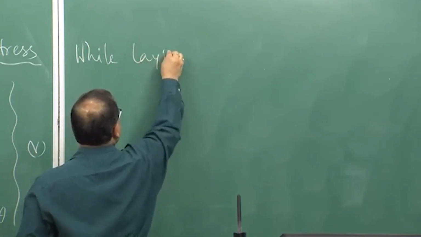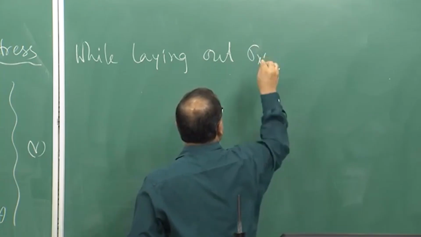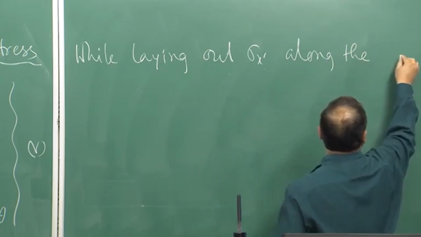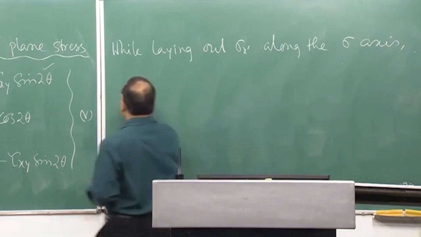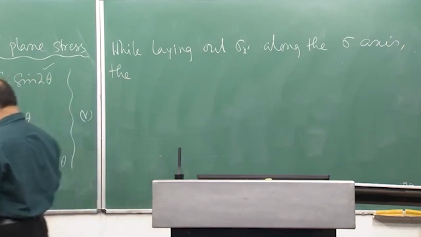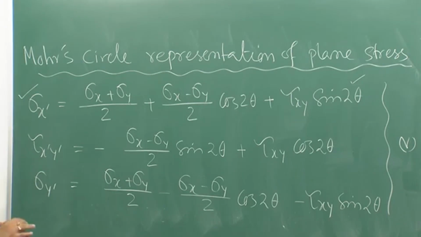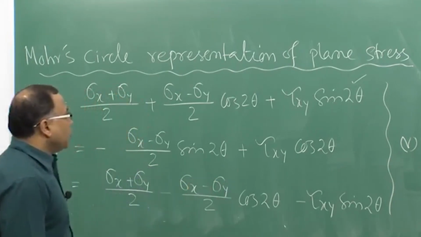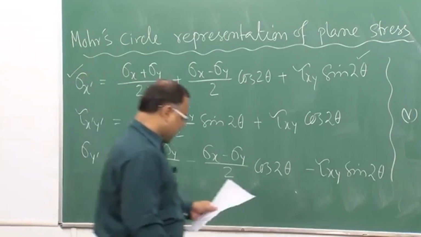While laying out sigma x prime along the sigma axis, the first term. So, what am I getting? I am considering this equation only. Sigma x prime I am just trying to plot on the sigma axis. The sigma axis is nothing but the normal stress axis. So, I am trying to lay out sigma x prime along the x axis, the first term.